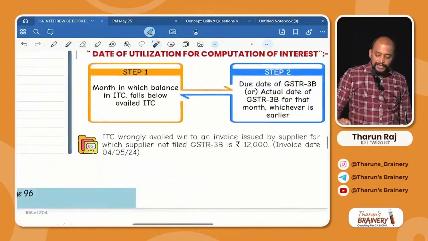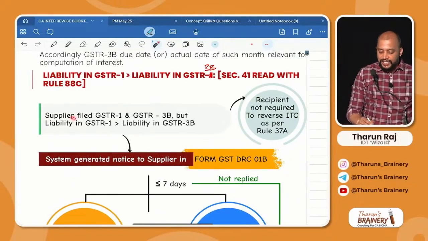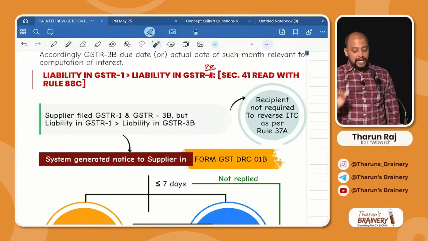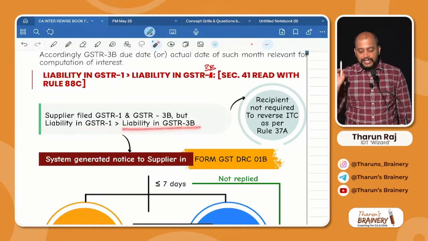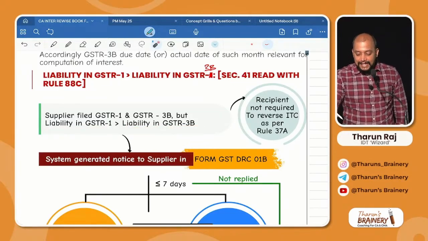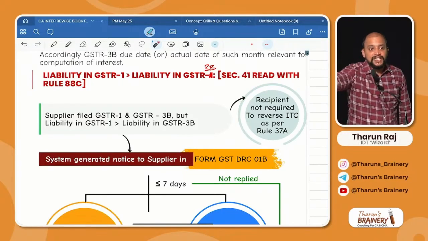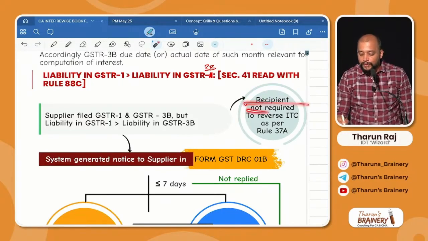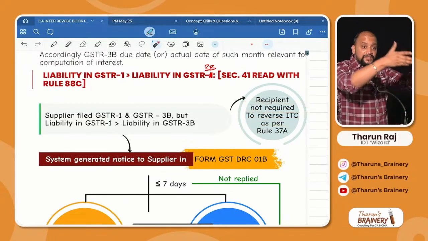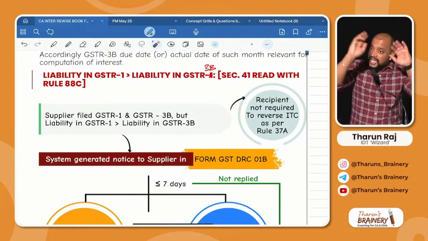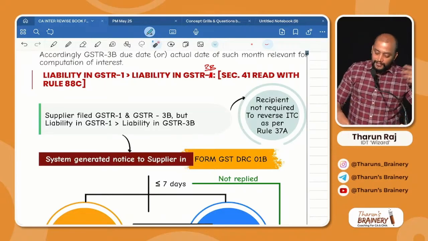Now, for that 8 lakhs, they will receive one notice. See this. Supplier filed GSTR 1 and GSTR 3B, but liability in GSTR 1 is greater than liability in GSTR 3B. In this case, is the recipient required to reverse ITC as per Rule 37A or not? No. The recipient is not required to reverse ITC as per Rule 37A. The recipient is required to reverse ITC as per Rule 37A only if the supplier has not filed 3B. He filed 3B, that's why Rule 37A is not applicable to the recipient. Are you with me? Next.